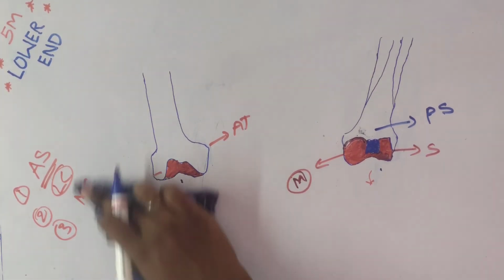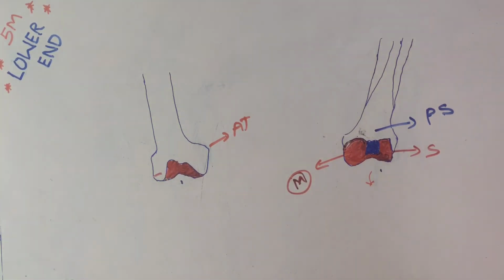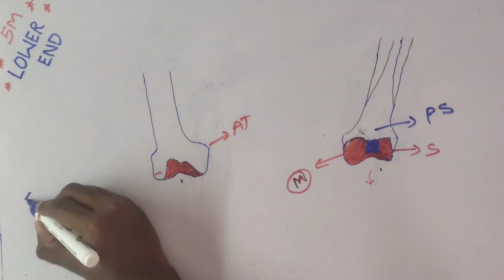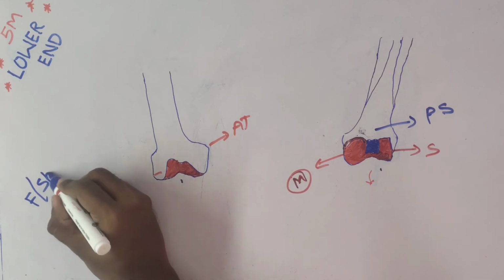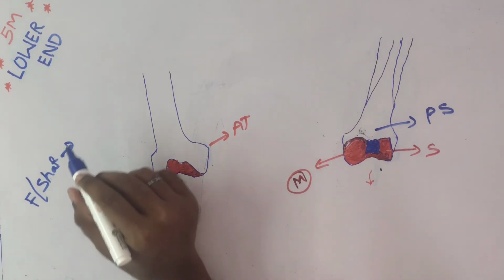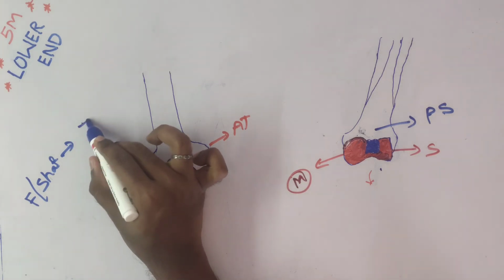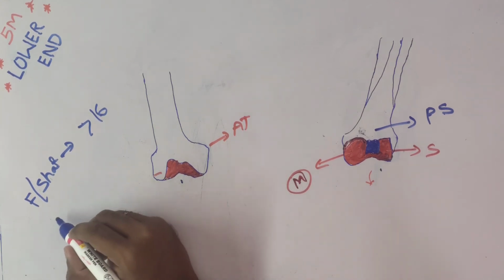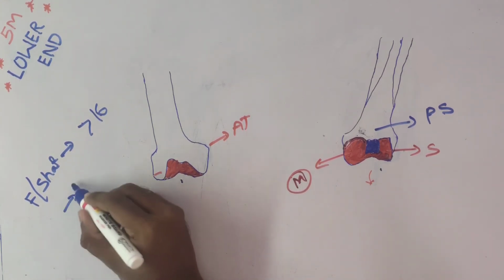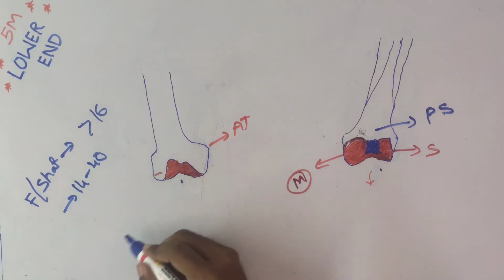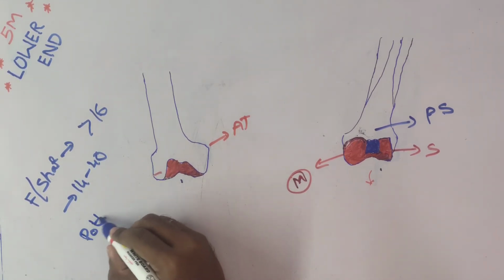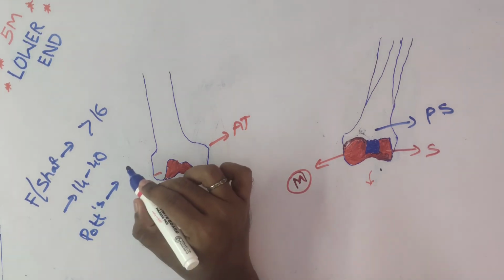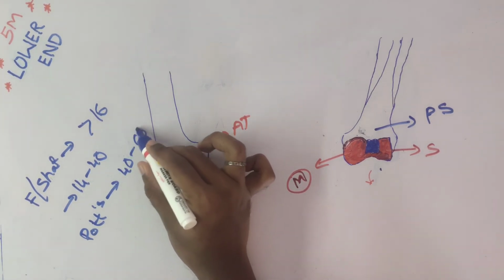Now coming to the clinical anatomy of the femur bone, along with the shaft, lower end as well as upper end. Fracture of the shaft is most common in people below the age of 16 years. Bucket handle tear is common in people at the age of 14 to 40 years. And Pott's fracture is common in people between the age of 40 to 60 years.